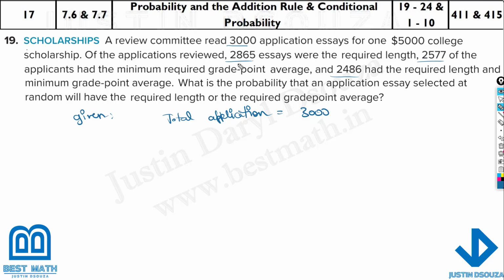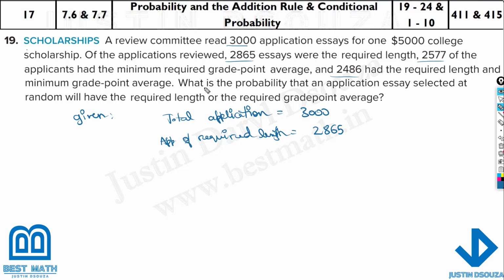Of the applications reviewed, 2,865 essays were of required length. Now, don't write P or anything. You can just write applications of required length. That's given to be 2,865. And what about the next one?